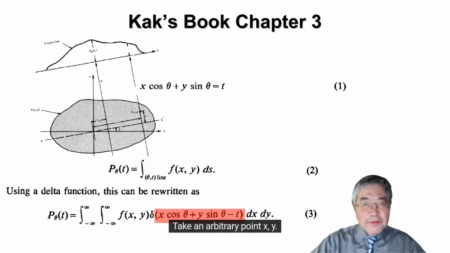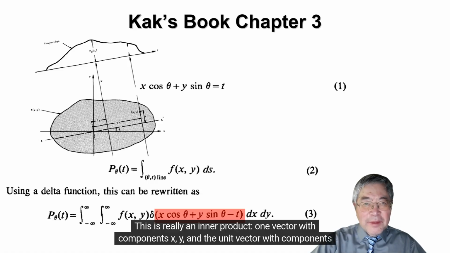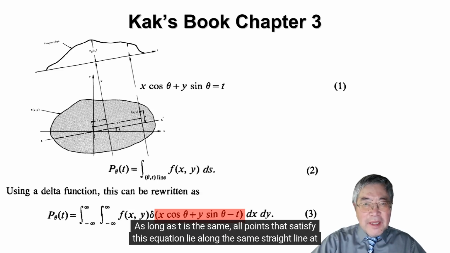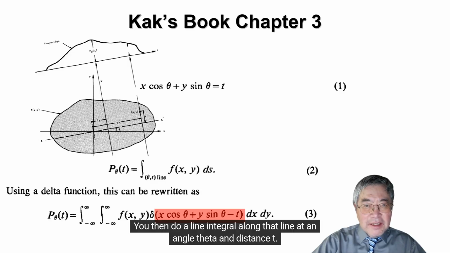Take an arbitrary point xy. Regarding the point as a vector from the origin, project this vector onto the t-axis. The resulting distance is t. This is really an inner product, one vector with components x, y, and the unit vector with components cosine theta, sine theta. The inner product equals t. As long as t is the same, all points that satisfy this equation lie along the same straight line at a distance t. You then do a line integral along that line at an angle theta and distance t.